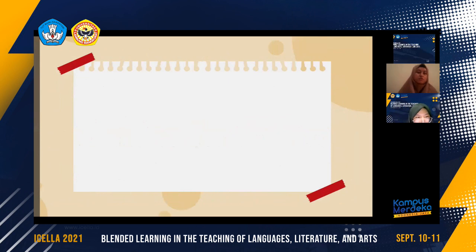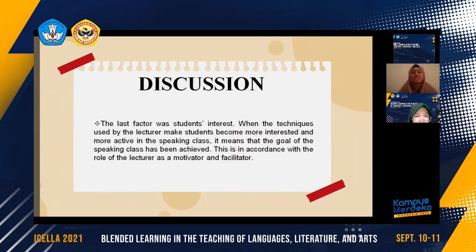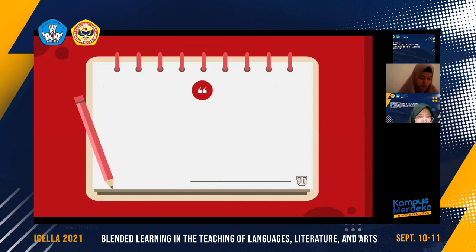The last factor was students' interest. When the techniques used by the lecturer make students become more interested and more active in speaking class, it means that the goal of the speaking class has been achieved. This is in accordance with the role of the lecturer as a motivator and facilitator.